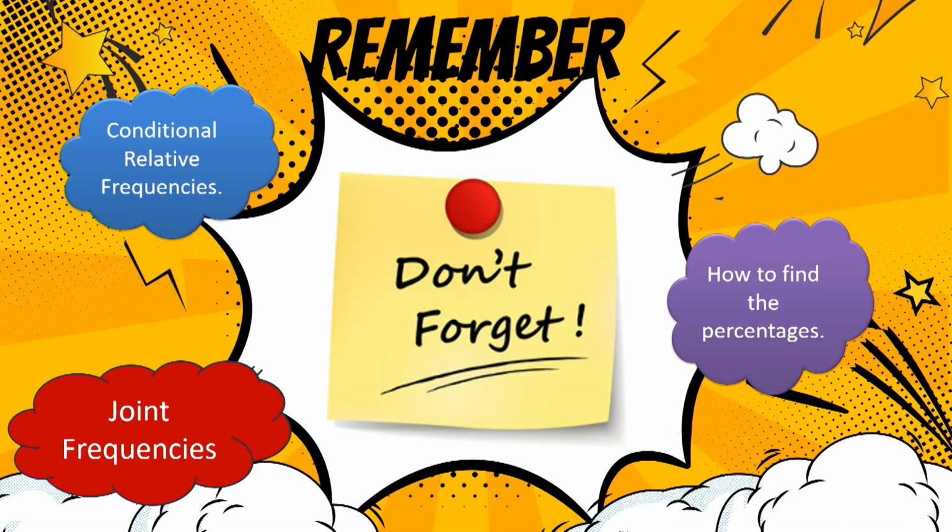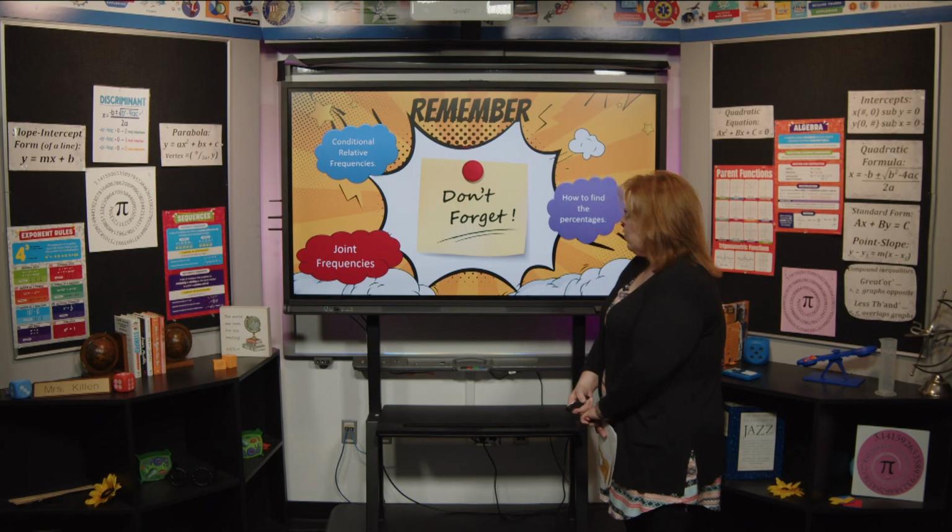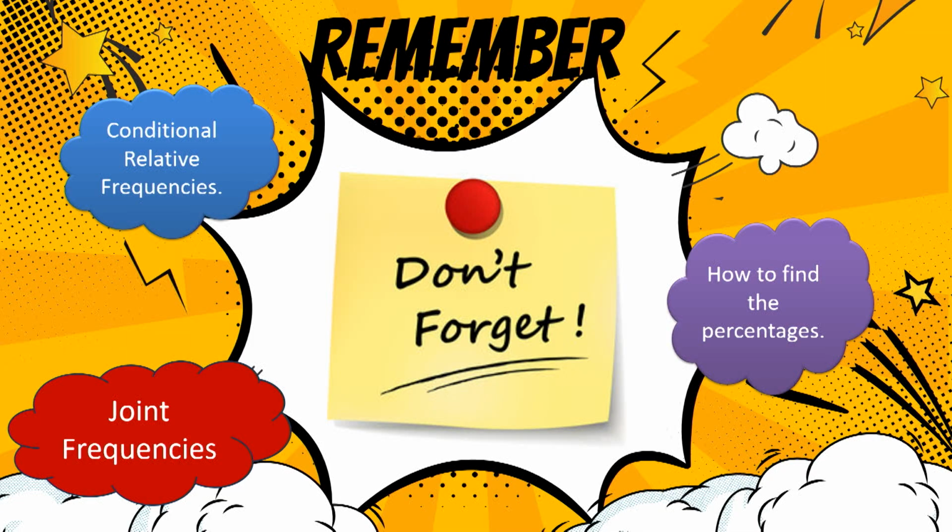All right? It says we want to remember what conditional relative frequencies are and how we use them. We also don't want to forget about our joint frequencies when we're joining 2 different things together and what that amount would be, and how to find percentages. We divide and then move our decimal.